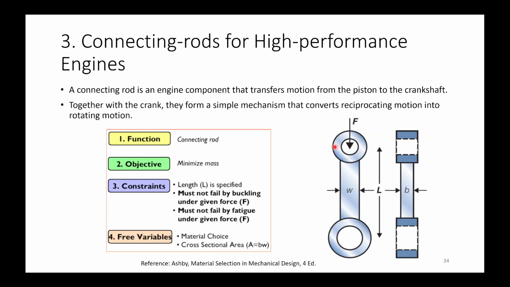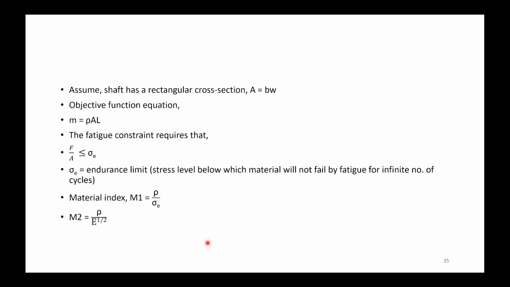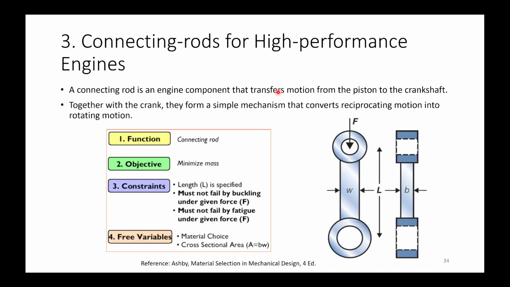Now the function is a connecting rod. The objective is to minimize the mass. The constraints are that the length is specified, it must not fail by buckling under the given force, and it must not fail by fatigue under the given force. The free variables are that we can change the cross section area and we can change the material. First we assume the shaft has a rectangular cross section, so A will be B times W as shown here.